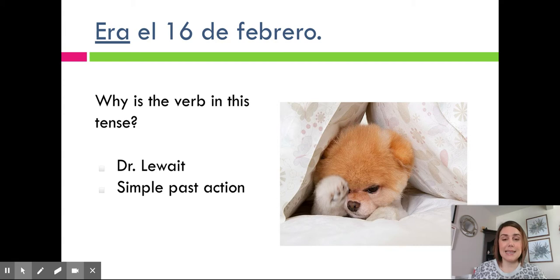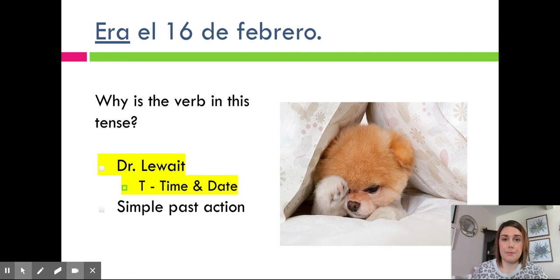Era el 16 de febrero. Why is the imperfect used in this tense? Is it Dr. LeWaitt or a simple past action? You should have chosen Dr. LeWaitt because we're expressing the time and, in this case, the date, okay? Time and date is the T. When we give the time or the date in Spanish, we're going to use the imperfect. And era is a form of ser, right? Era, eras, eran.